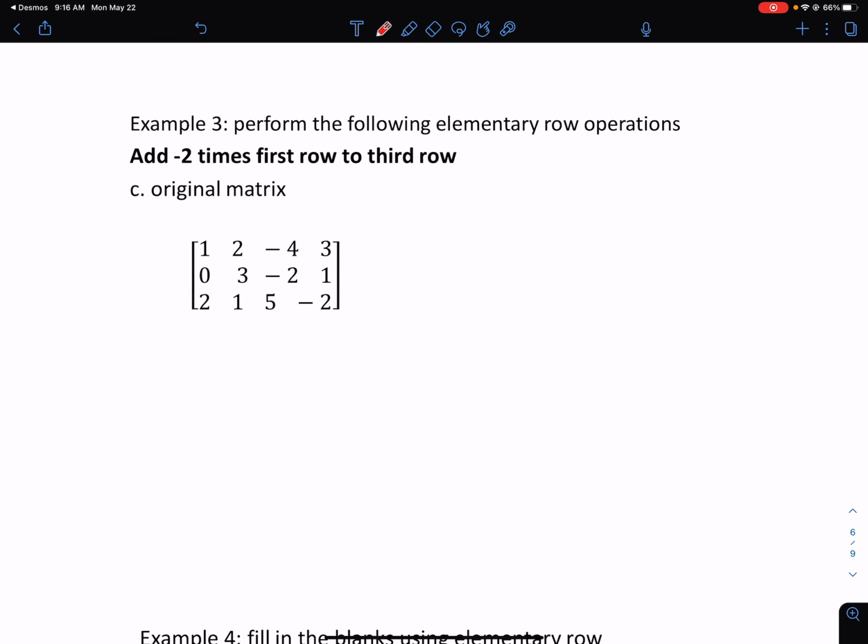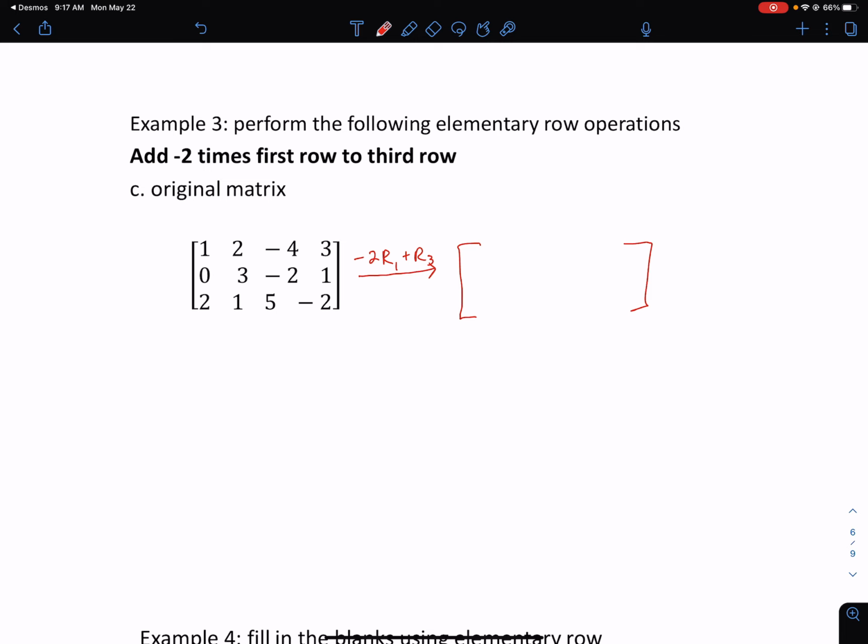Here we go. This one wants us to do multiple things. So we're going to add 2 times the first row to the third row. All right, so I'm going to put our arrow. So we're going to multiply -2 times row 1, and we're going to add that to row 3. Whoops, I got to put the R in. All right, we're going to get a new 3x4 matrix.